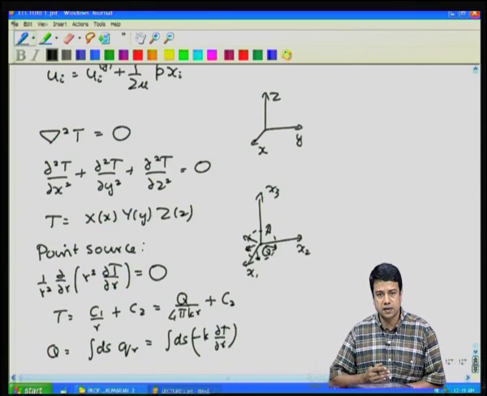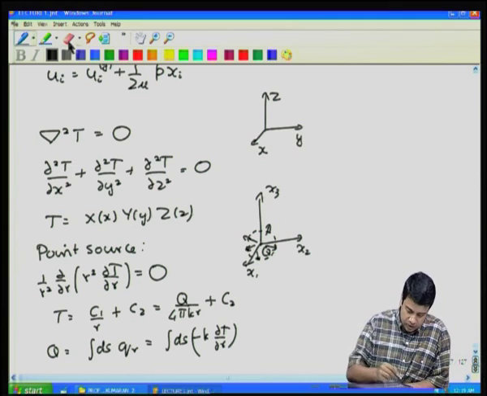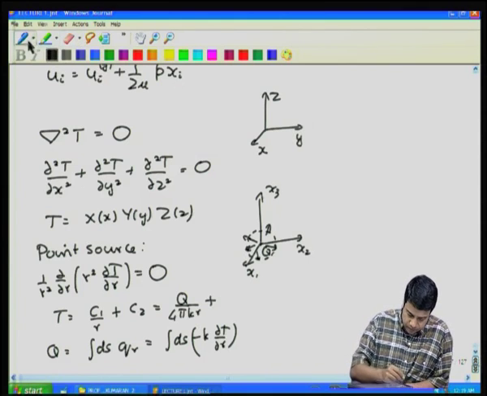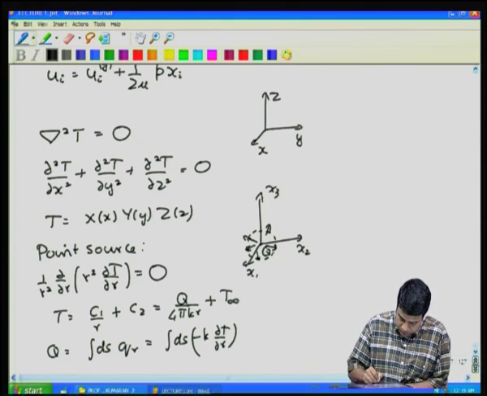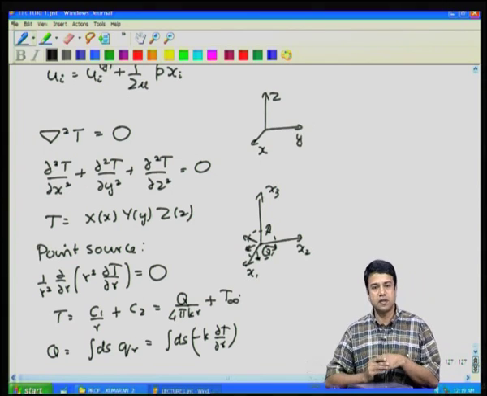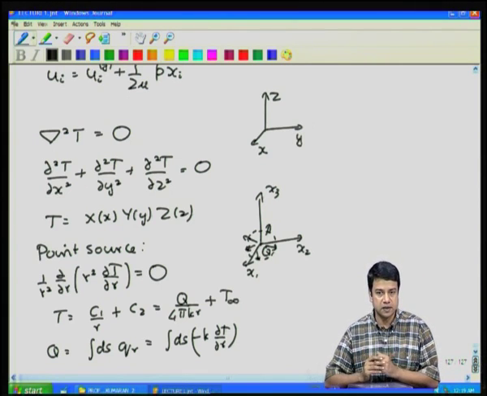This constant can be any value. It is determined from the temperature far away from the object, because as you go far away, r goes to infinity, therefore the temperature has to go to some constant value. So this constant C2 is basically the temperature far away from the object. The temperature field decreases as 1 over r as you go far away from the object itself.